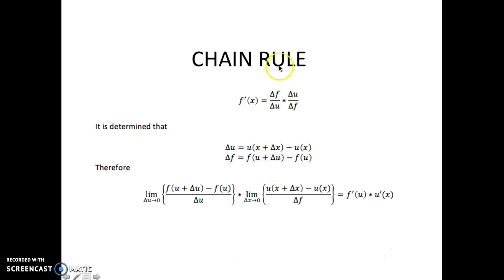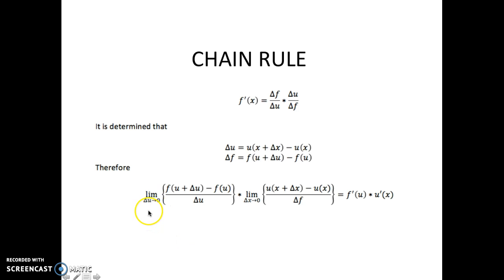So what we know, the chain rule says that the change of y over the change of x equals the change of y over the change of u times the change of u over the change of x. That's the formula of the chain rule. Here we know the change of u is u of x plus delta x minus u of x, and the change of y, f, is f of u plus delta u minus f of u. So that is determined. And then we just apply the limits.